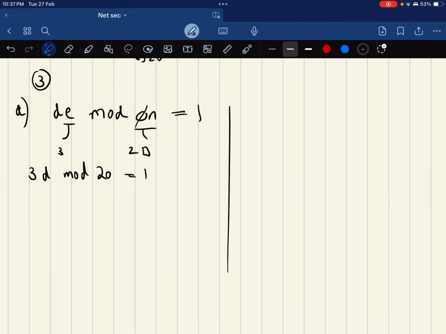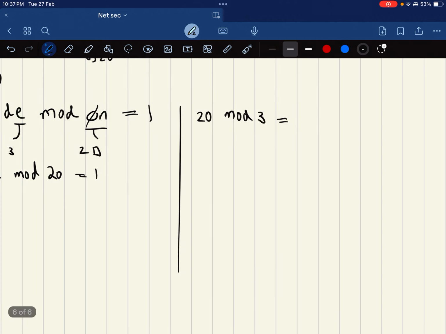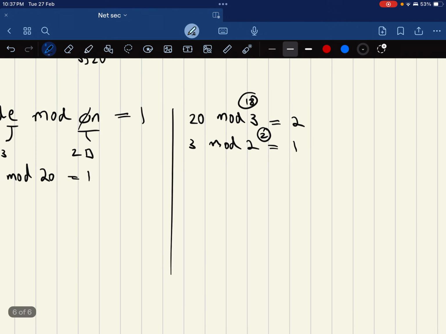I like to approach it in a different way than how the doctor shows it. 20 mod 3 is equal to 2, because 20 minus 18 is 2. And then 3 mod 2 is equal to 1. I'm just writing this as the end value that you would get from this.